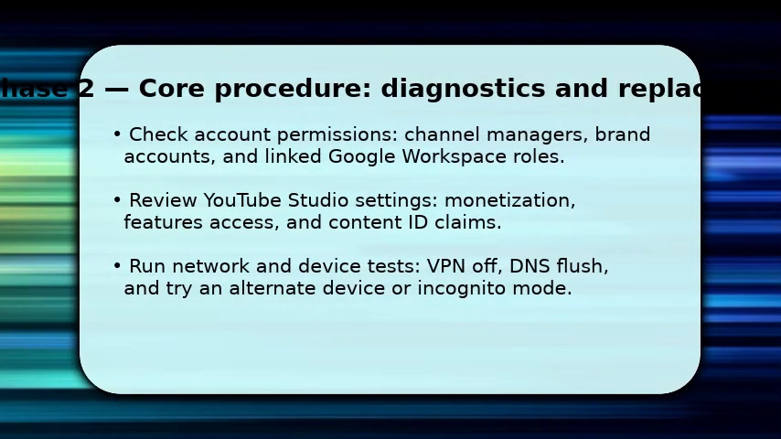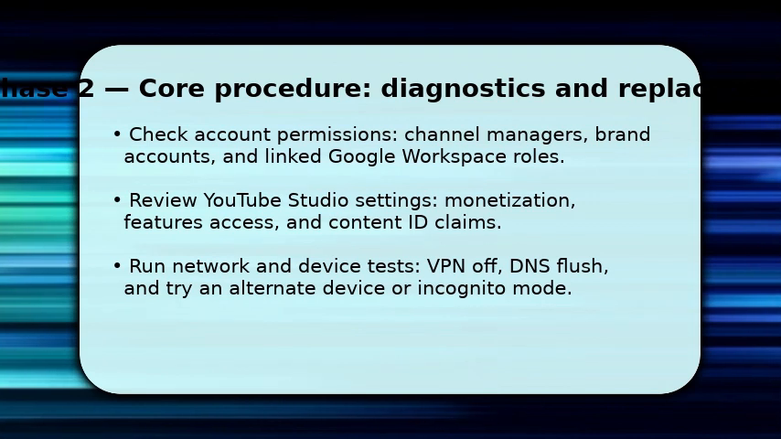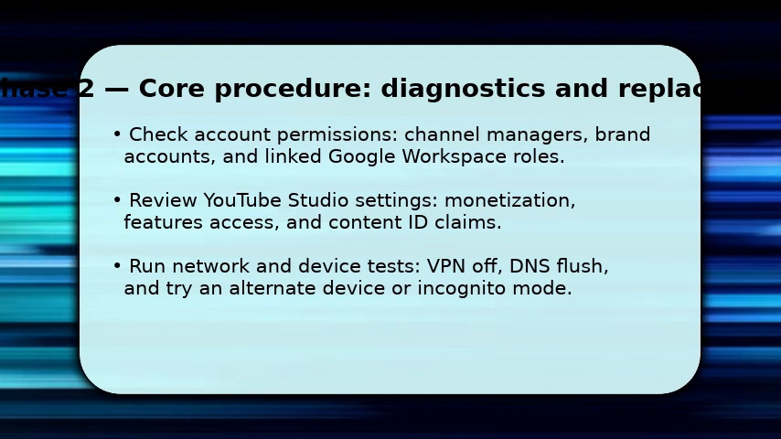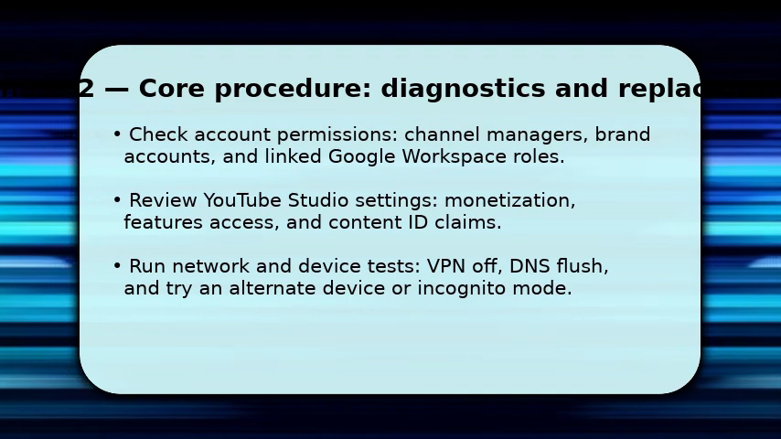You now diagnose permission and configuration issues that block Pro features. Start by checking channel ownership, manager roles, and any Google Workspace restrictions, because misassigned roles often hide Pro tools. Once done, inspect YouTube Studio, monetization status, feature eligibility, and any content ID or copyright holds that disable capabilities. Then isolate the environment, turn off VPNs, flush DNS, and test on another device or incognito window to separate account problems from local network or cache issues.